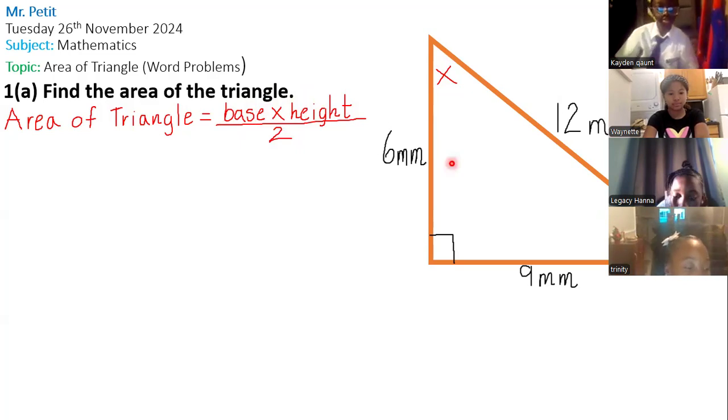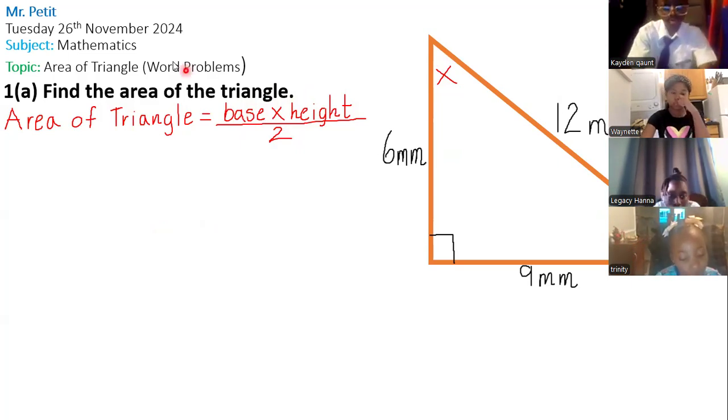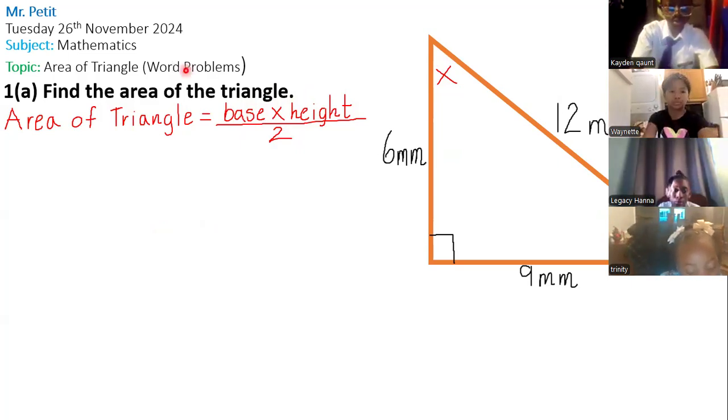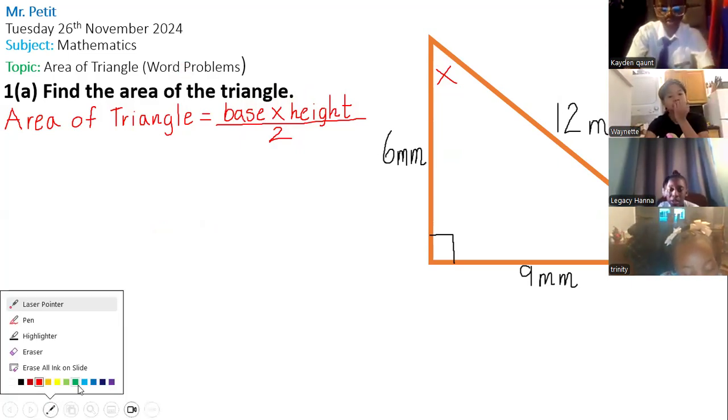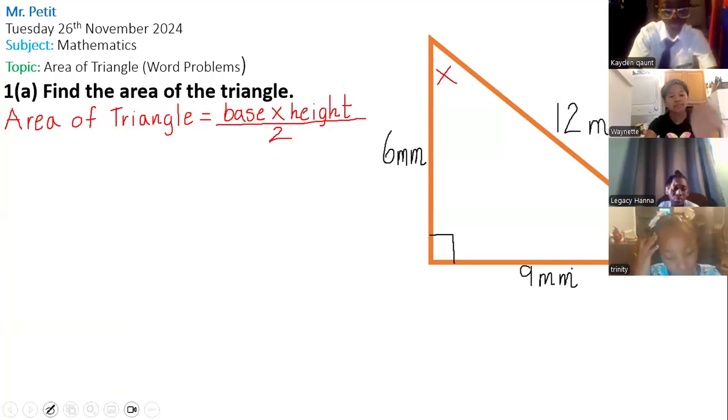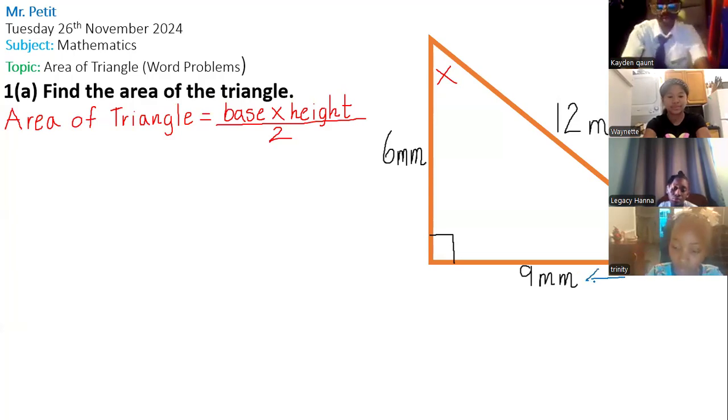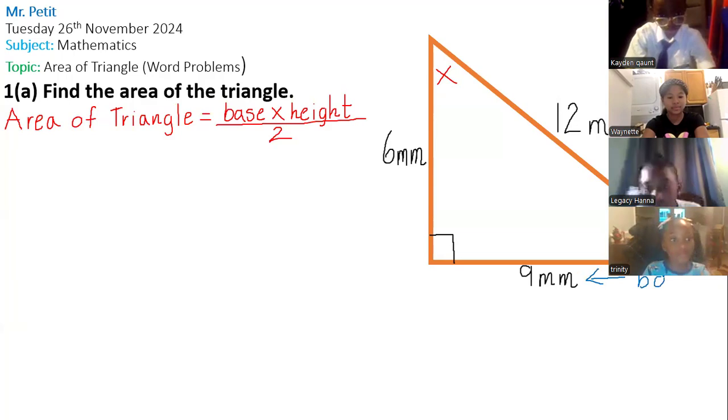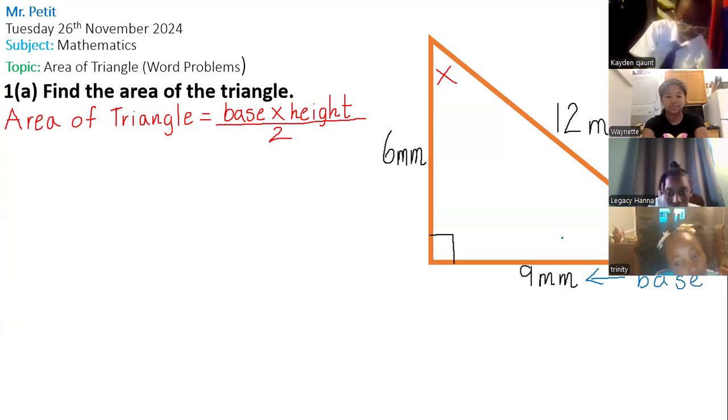Now, what is the base? Herman, turn on your camera. What is the base? Is it 9 millimeters? The base is going to be the one at the bottom. So this right here is the base. So what is the base in terms of millimeters? 9 millimeters, right? 9 millimeters.